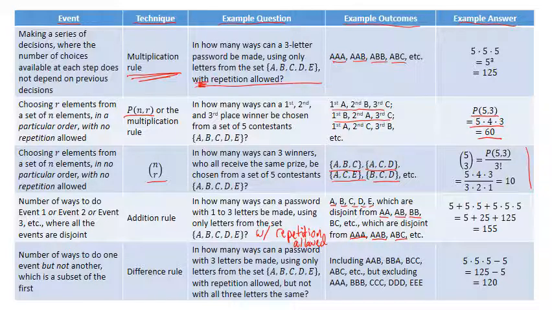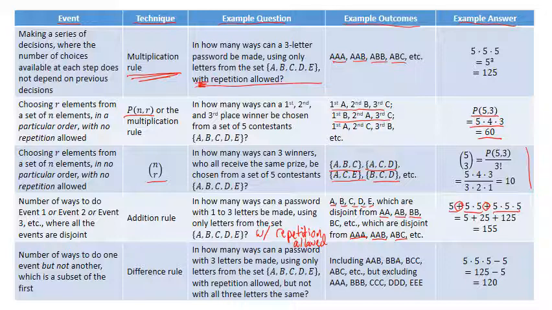Okay, so you've got 3 different events here, a 1-letter password, a 2-letter password, or a 3-letter password, and those are all disjoint from each other. So you're going to use the addition rule here. So this is the 1-letter passwords, the 2-letter passwords, and the 3-letter passwords. You can just add those together.